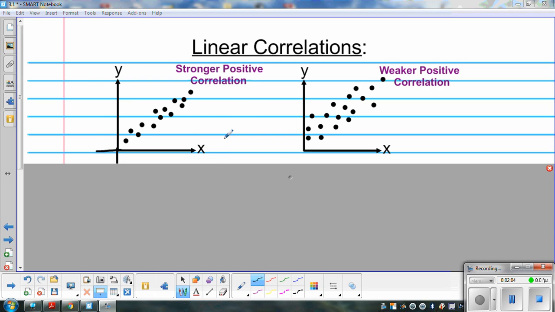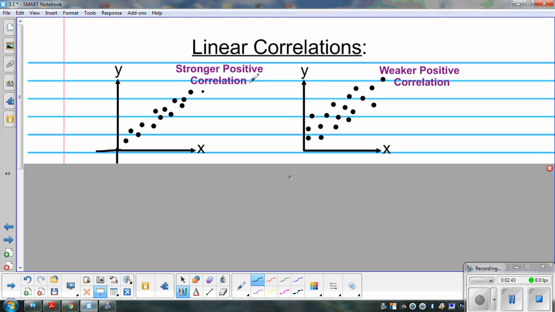You'll notice on the stronger positive correlation, it's positive because it's a rising line. If we were to estimate a line of best fit down the middle of the data, it looks like it's a rising line. So that's where the positive comes from. And it's stronger because the points are closer together. If you look at a weaker positive correlation, it still looks like it's a rising line if I were to draw a line of best fit. But do you see how the points are more spread apart? So the closer they are to a straight line, the stronger it is. The further apart the points are, even though it's still positive, it's a weaker correlation.